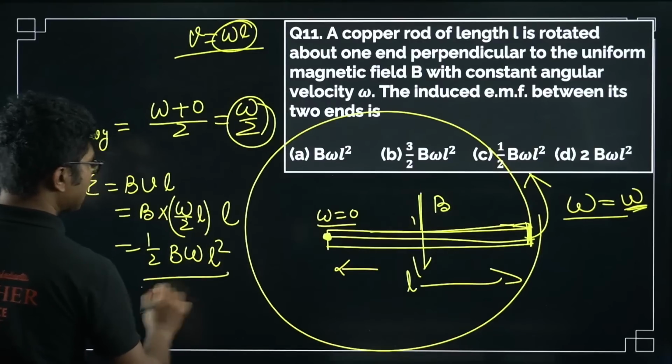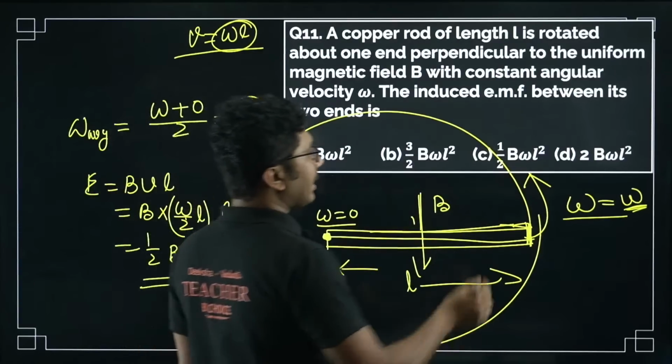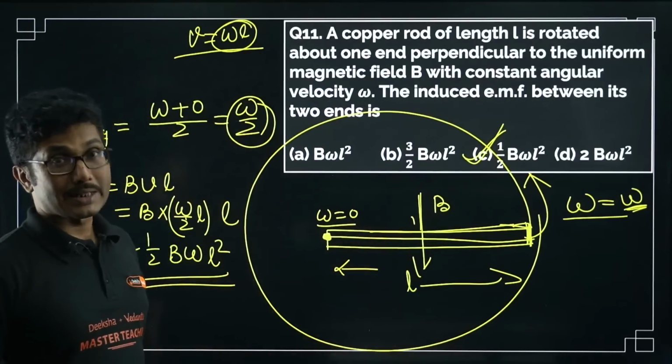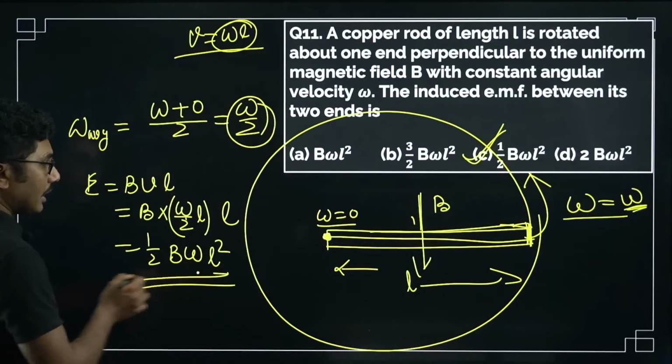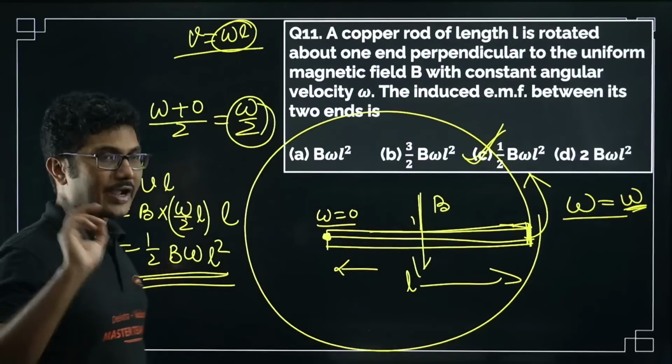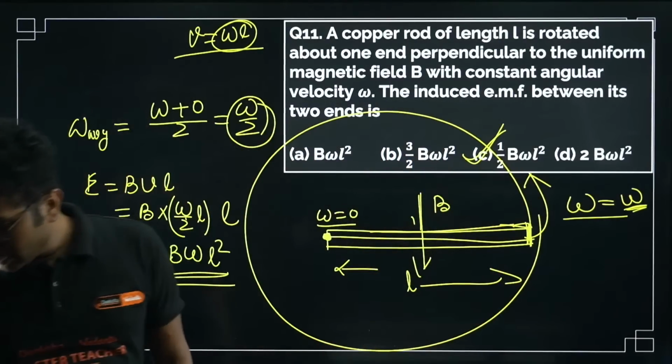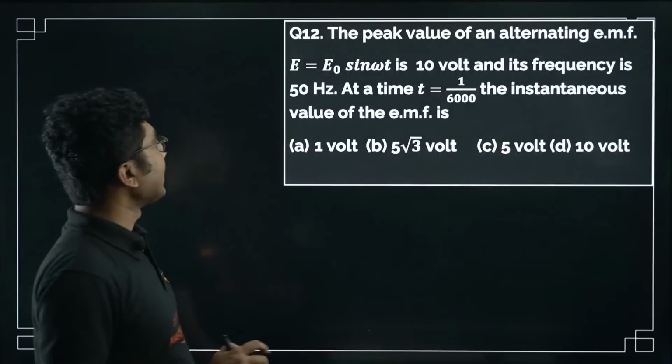Now if you remember this as a formula, very good, because in KCET a lot of times a spoke problem or this kind of problem has come. So you have to remember there is a half factor. It is not simple B omega L square. Yes, C. Next question.